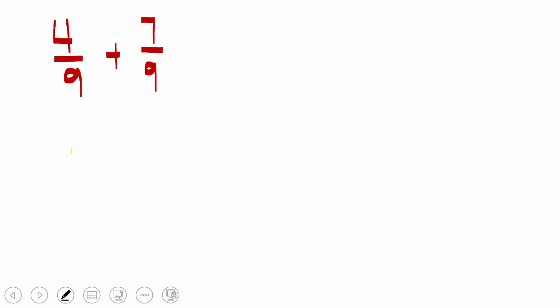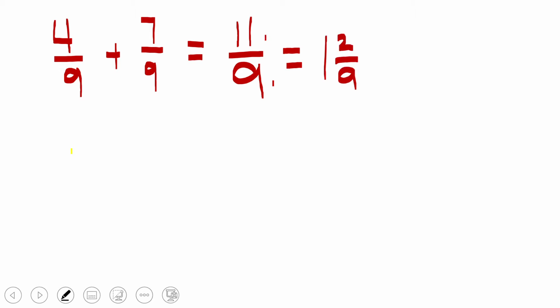Remember, to add and subtract fractions, you need like denominators. So when your denominator is the same, you can just go ahead and add the numerators. 4 plus 7 is 11 over the same whole denominator, 9. And 9 fits into 11 one time with 2 left over, so 1 and 2/9. That's the mixed number that is equivalent to the improper fraction.